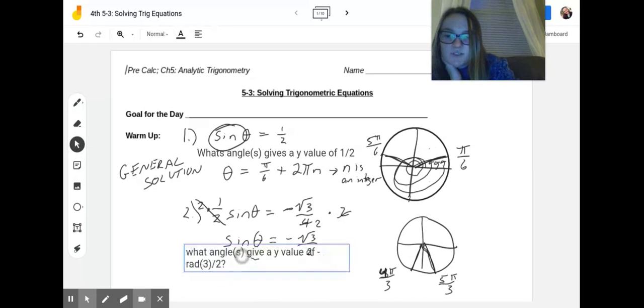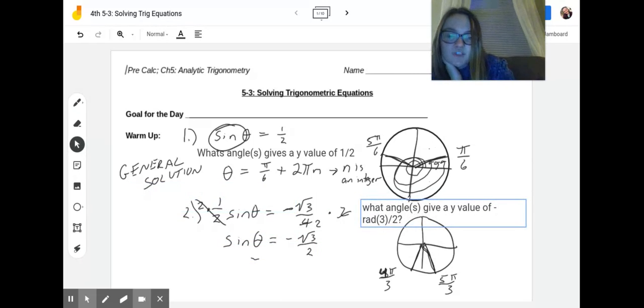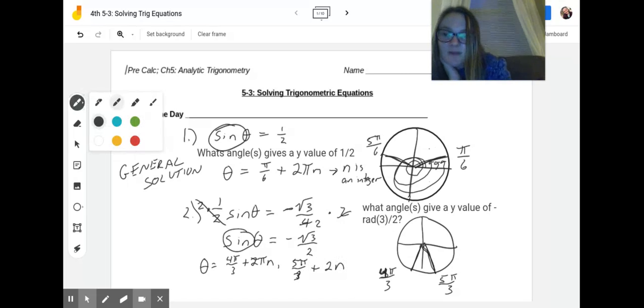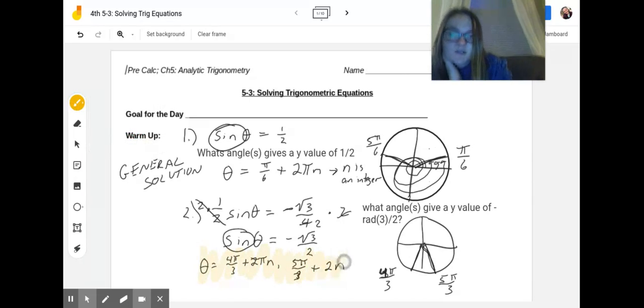I'm going to try my best to write these generically. So to give the general solution, what I'm going to say is my first solution is that theta is equal to 4 pi over 3 plus the period of sine, which is 2 pi times n. That's my first solution. Second solution is going to be 5 pi over 3 plus any iteration of the period, which is still 2 pi. So I'll say plus 2 pi n, and that right there is my generic solution. It's called a general solution to this question.